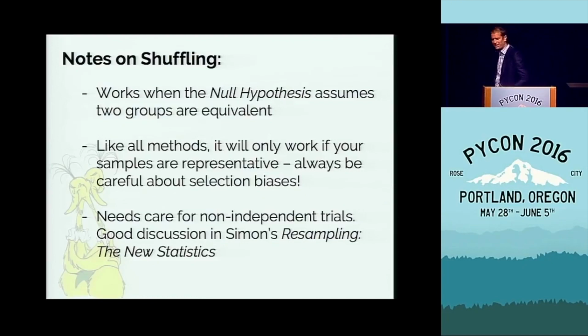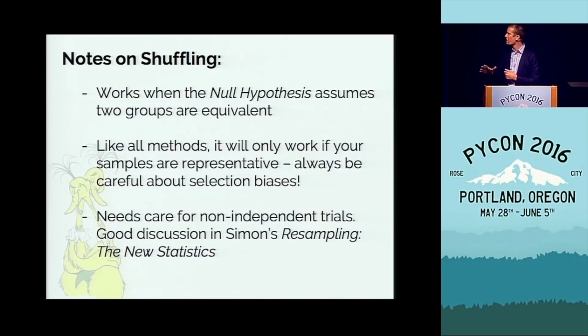But the key is that this shuffling approach works when the null hypothesis assumes that the two groups are entirely equivalent. So I'm sure you can imagine situations where this comes up. The classical thing is testing whether a drug works or doesn't. You look at the drug's effects, you look at the placebo effects, and you can do these shuffling things to figure out whether the drug is effective.